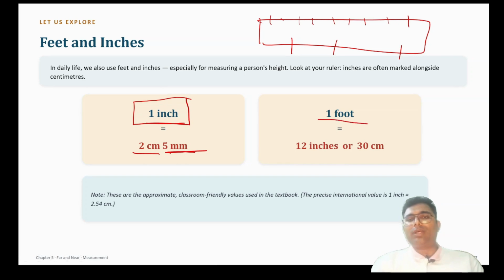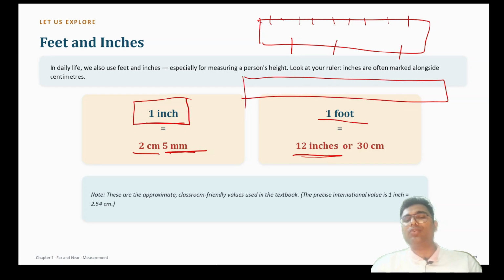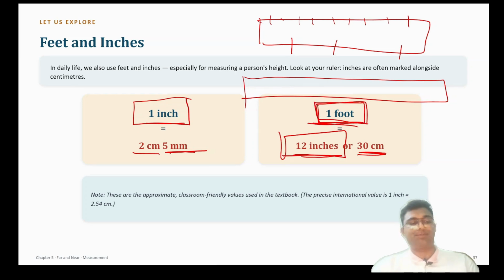And 1 foot is our total 12 inch. The long steel scale which you have, actually it is 1 foot long because there are 30 centimeter and you can say there are 12 inches, and as it is 1 foot long we generally call it futa.